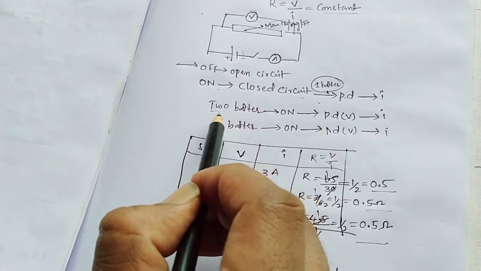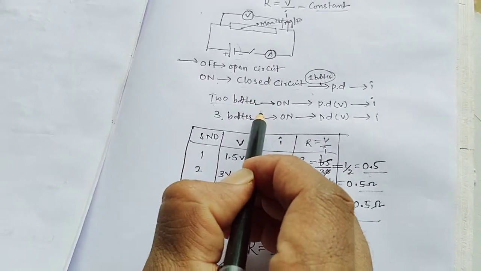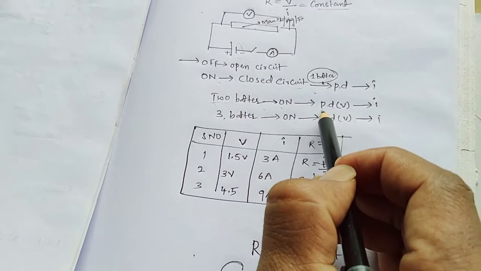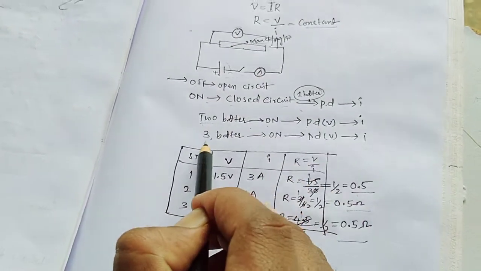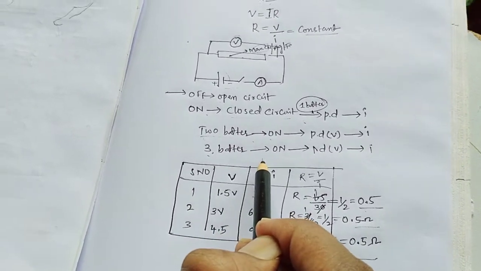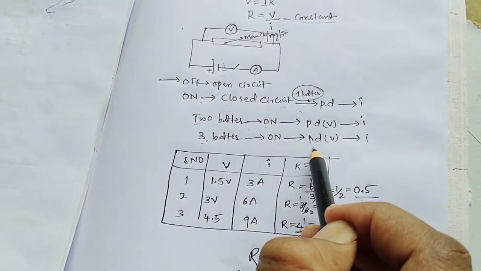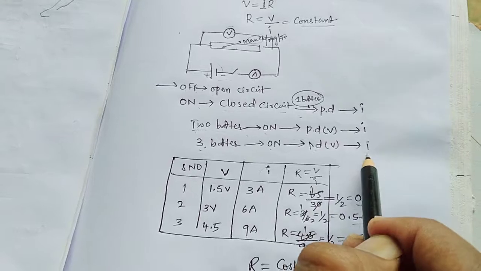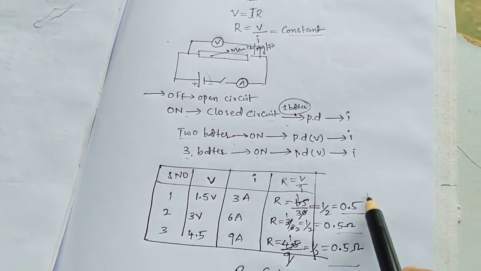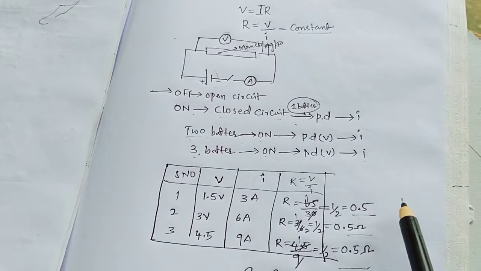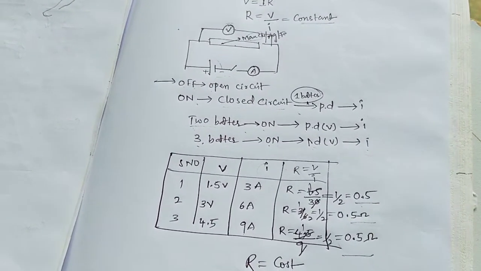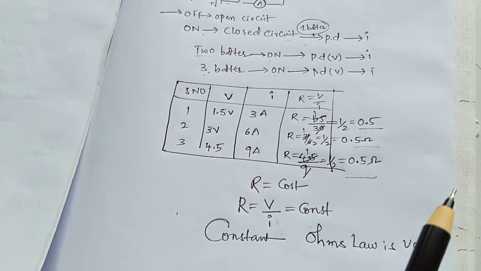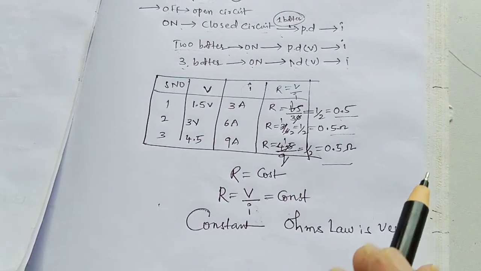Now the source will be increasing, with 2 batteries. With the switch on, we measure the potential difference and the electric current. Then 3 batteries, and with the switch on, we measure potential difference and electric current. In all these cases, each and every time the value is constant. Then Ohm's law is hence verified.